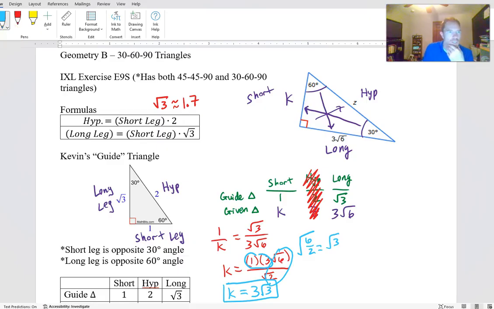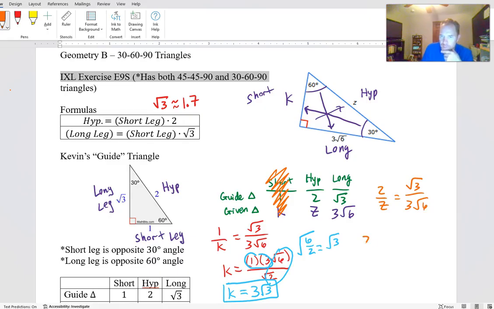And then for our other variable here, let's see, we'll do this one in green. We'll go orange. If I ignore the column with K, I can say, all right, so 2 over Z is equal to square root of 3 over 3 square root of 6. And cross multiply and divide, we got 2 times 3 square root of 6. And we're dividing by the square root of 3. So again, very similar things happening here. 2 times 3, both outside the square root, that's going to be a 6. And then we saw the same thing. Oh, not exactly here.